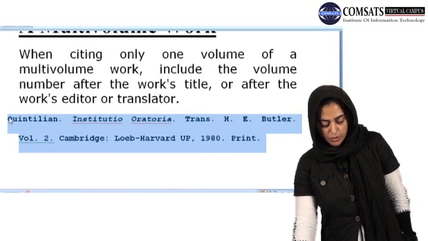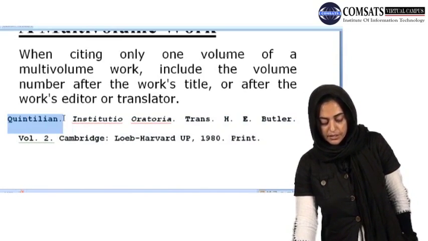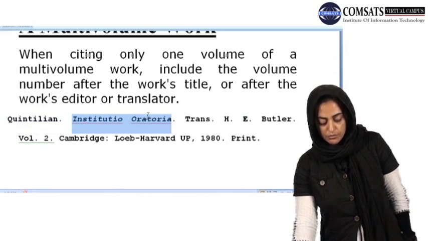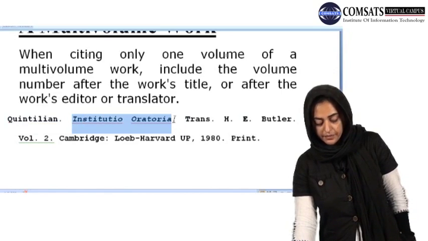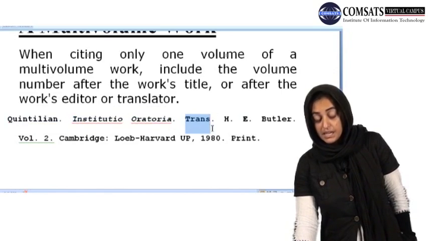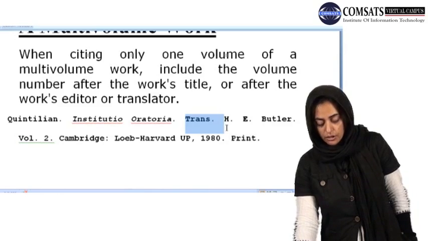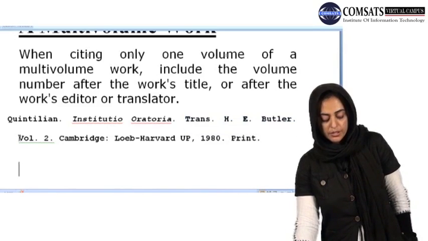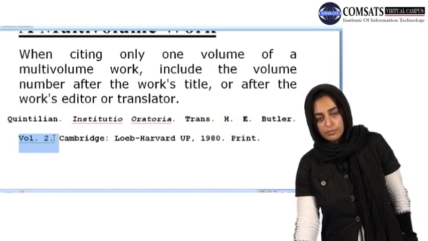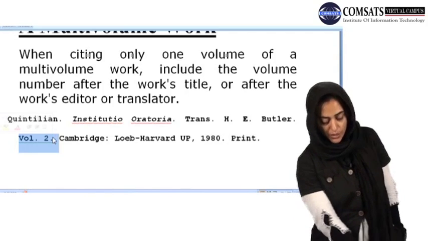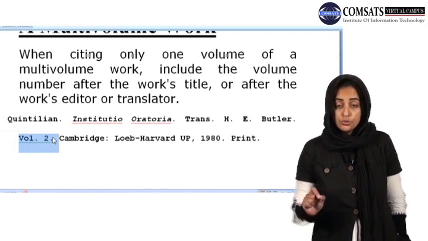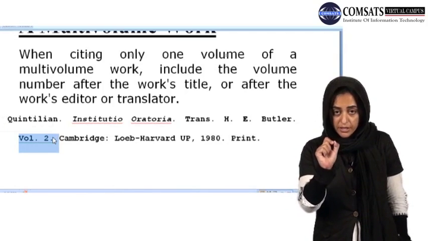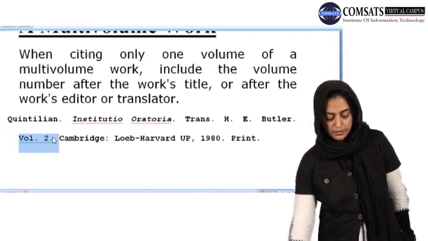Here, this is the name of the author, period, then the title of the book, then a period, then translated by, TRANS period, H.E. Butler, period. Then comes volume number 2. There is no word NUMBER written here. This is VOL period 2 period.